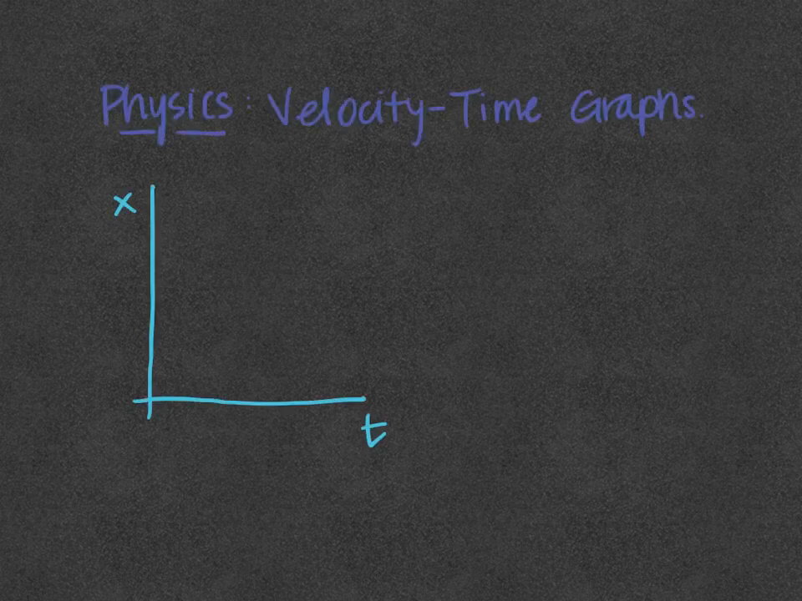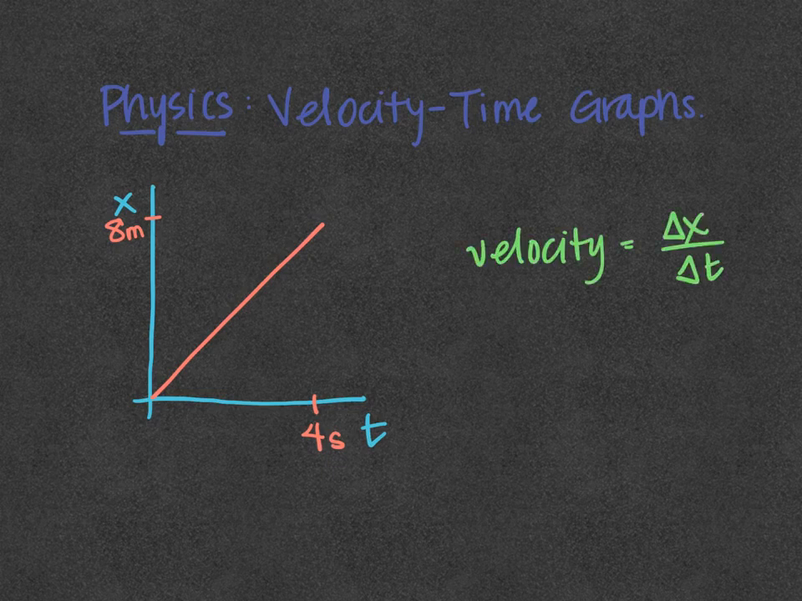Let's look at velocity time graphs. Let's start by looking at a position time graph. Let's say an object starts at x equals 0 and moves 8 meters in 4 seconds and moves at a steady rate. So we get a nice straight line.